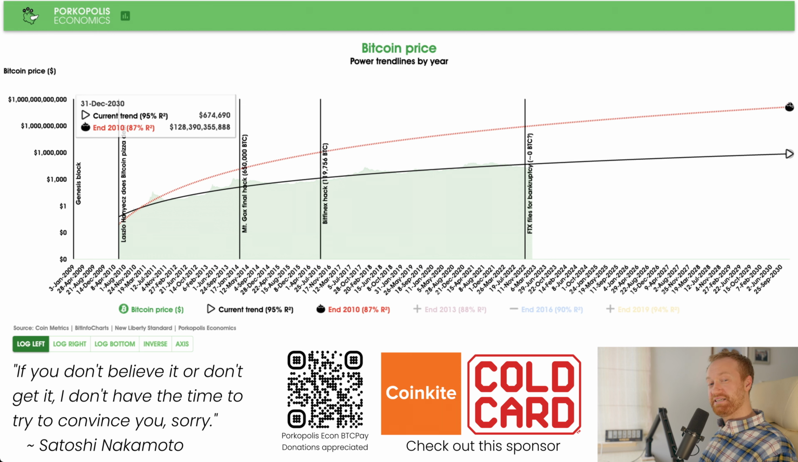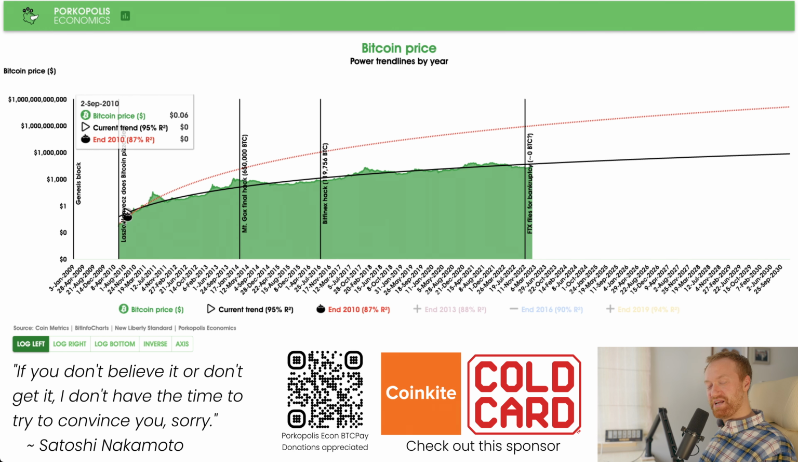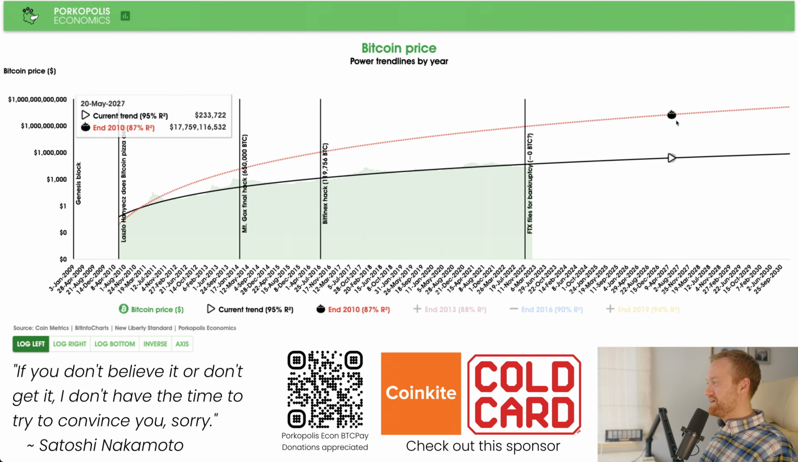$128 billion per Bitcoin. That is the price predicted from the 2010 Bitcoin price action, the 2010 Bitcoin regression trend line. Now, 2 points here.